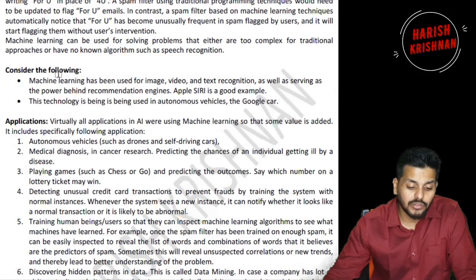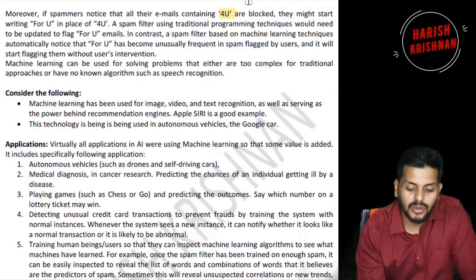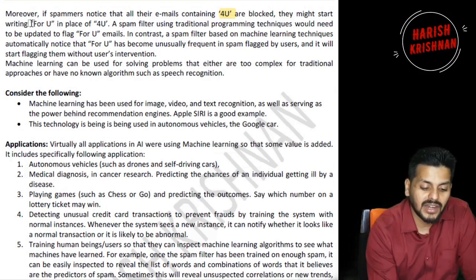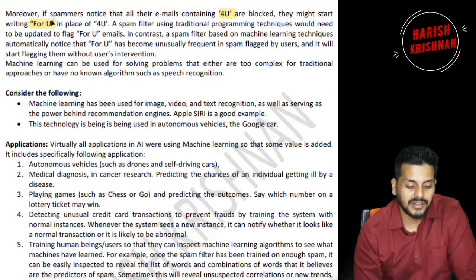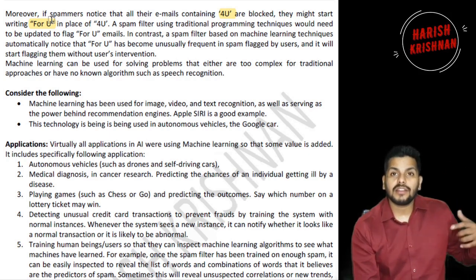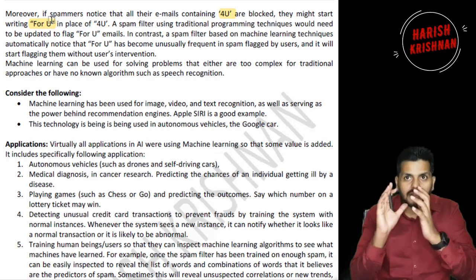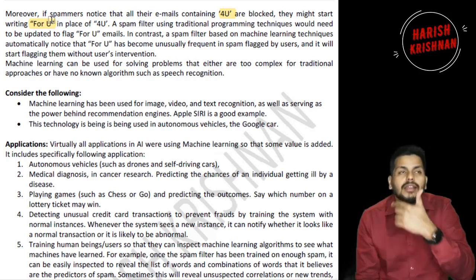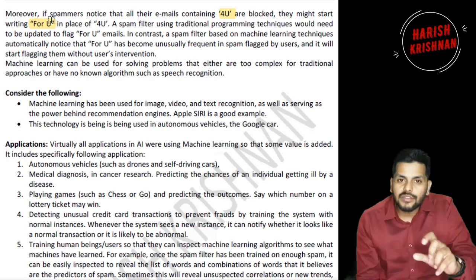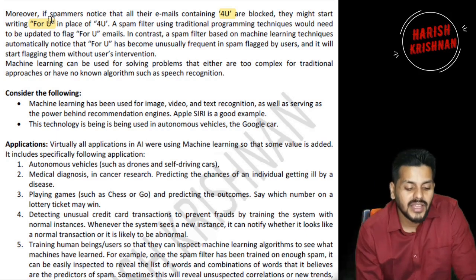Moreover, if spammers notice that their emails containing certain words are blocked, they might start using altered spellings instead. That is just an example. Even these programs are very interested in finding related words. So if a particular word or usage of a word is blocked, then such terms can be substituted by some other words. That also the systems will find out.